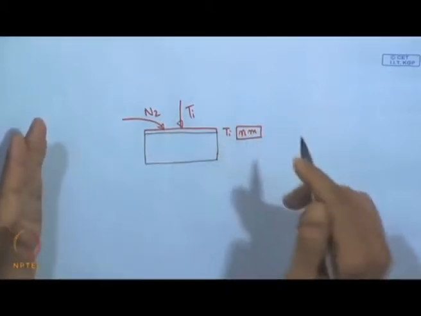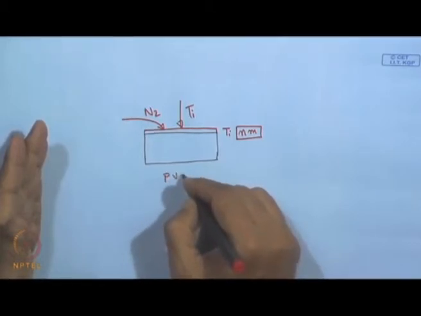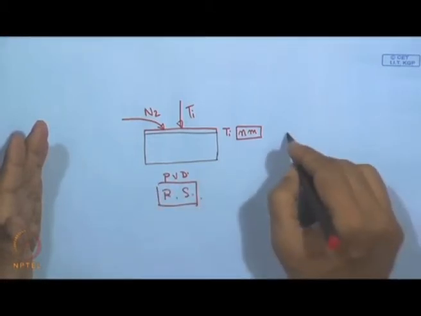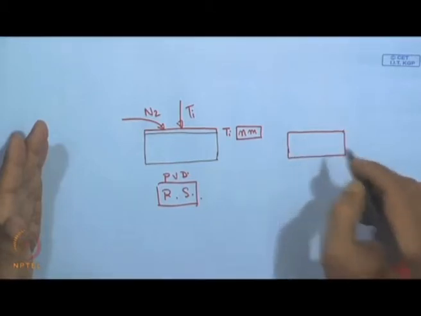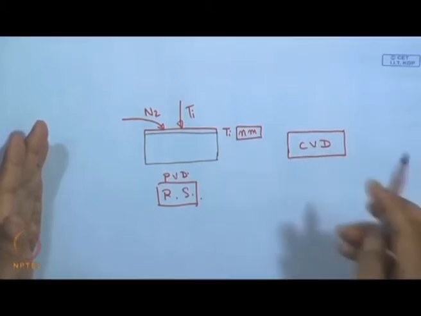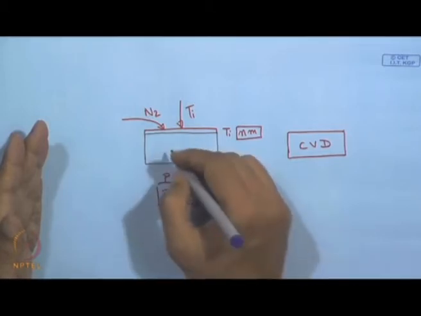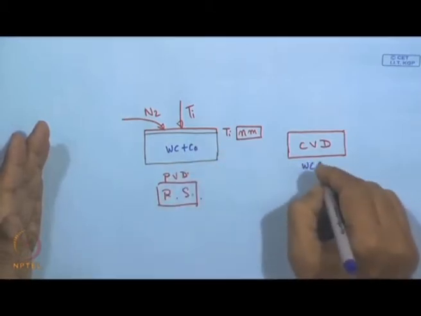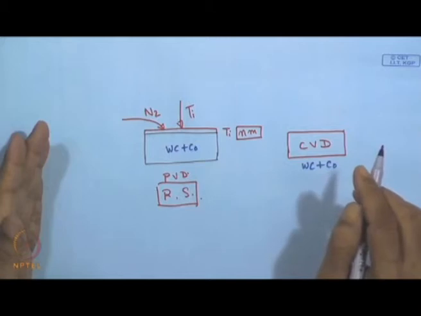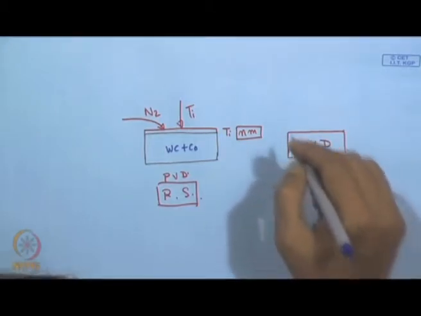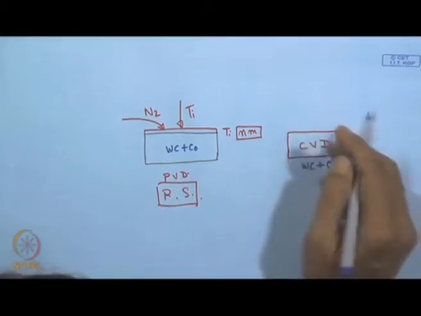Even if we compare this PVD, this reactive sputtering process, with conventional CVD, what we see here is a carbide substrate, tungsten carbide and cobalt. This is also going to be a tungsten carbide cobalt substrate. We can have it by PVD, we can have it by CVD, but there will be a difference: this is a tungsten carbide cobalt composite.